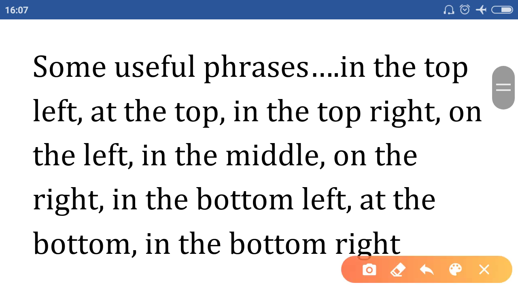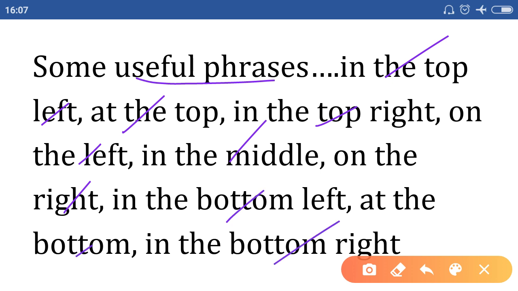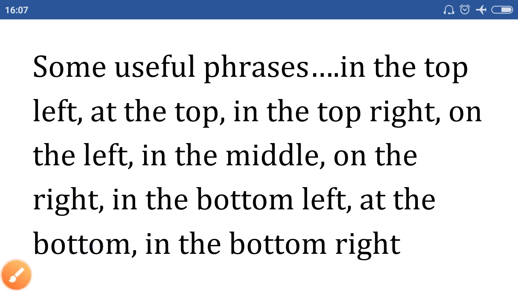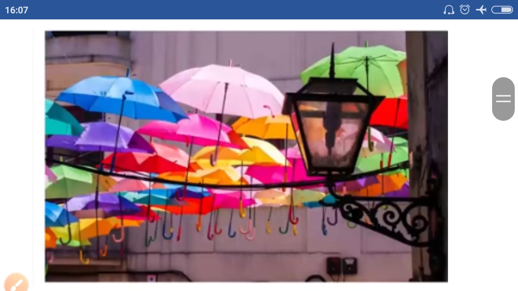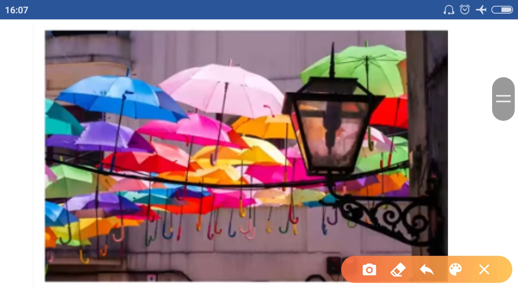But before doing that, there are some useful phrases to describe the position of the objects. Okay, so in the top left, at the top, in the top right, on the left, in the middle, on the right, in the bottom left, at the bottom, in the bottom right. So these are the phrases which will help you to describe the position of the picture. So these are going to be very important, very useful for you. So let's take an example of this picture.